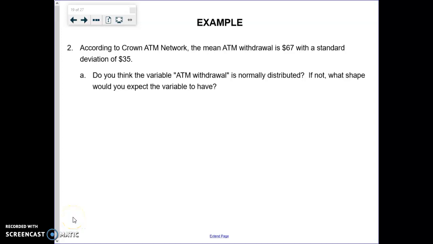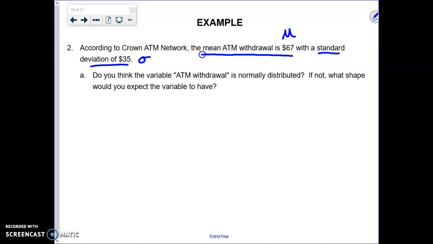Okay, wonderful young people. We're going to take a look at example number 2 now. I'm going to go ahead and give you a second to read through this and underline any pertinent information. Okay, it does give us a couple pieces of information here. First of all, the mean ATM withdrawal is $67, so that's the population mean, and the standard deviation is $35, so that's the population standard deviation.